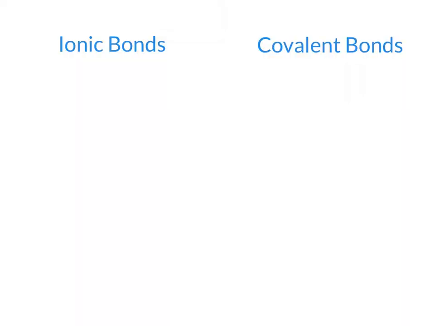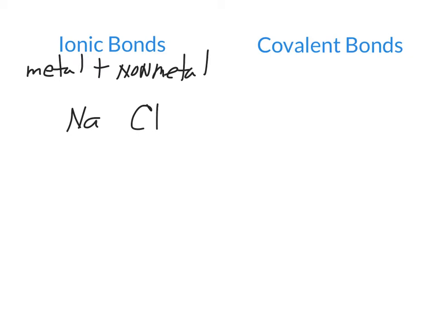Now remember that ionic bonds have a metal plus a nonmetal, and that's what makes up an ionic bond. So for example, a sodium and a chlorine, you have a metal and a nonmetal. And so just to refresh your memory, remember that sodium has 1 valence electron. Those valence electrons are those electrons on the last outer energy level of your atom. Chlorine has 1, 2, 3, 4, 5, 6, 7.